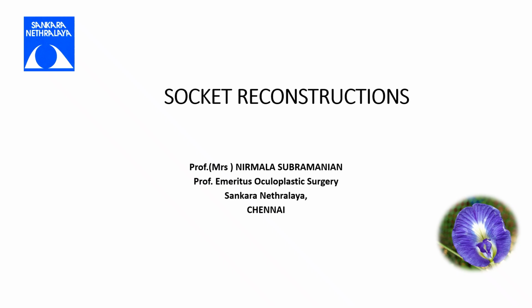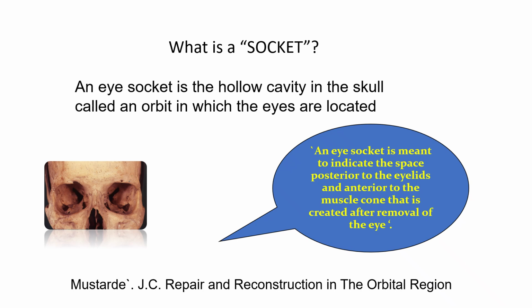Socket reconstruction. What is a socket? An eye socket is the hollow cavity in the skull called an orbit in which the eyes are located. An eye socket is meant to indicate the space posterior to the eyelids and anterior to the muscle cone that is created after removal of the eye.